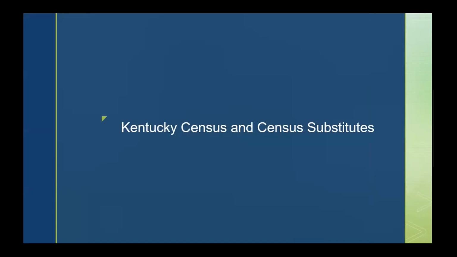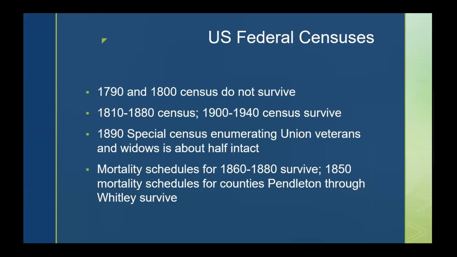Kentucky Census and Census substitutes. So the federal census, as most of us know, was taken since 1790. Now, Kentucky, of course, didn't exist until 1796 as a state, but there's some census losses. So the 1800 census does not survive. The 1790 census does not survive for Virginia. 1810 through 1940 do survive, other than the 1890 census, which was burned for most of the United States.